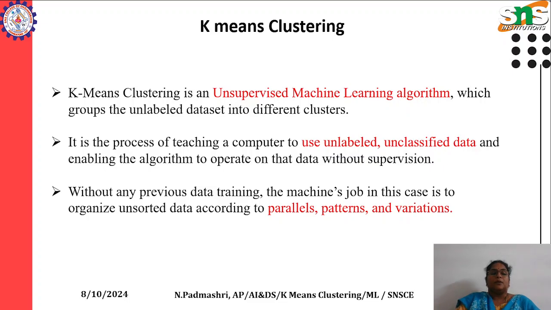Okay, so this is a process without any previous data training. The machine's job is to organize the unsorted data. And how will it organize the data? It will do that job based on the similarity, or we can say the patterns, parallels, and variation. Based on these criteria, the machine will organize the unsorted or unlabeled data set.